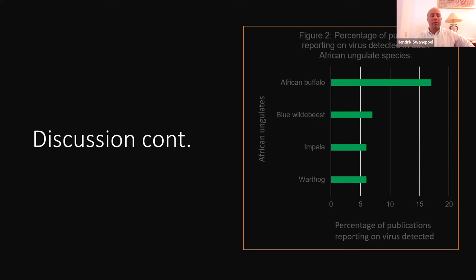Impala represented about 6% of diagnosed viruses in African ungulates, and the most likely reason for this is the relationship to the spread of foot and mouth disease virus, which was obviously commonly reported. And impala are also widely spread across Africa, at least sub-Saharan Africa.